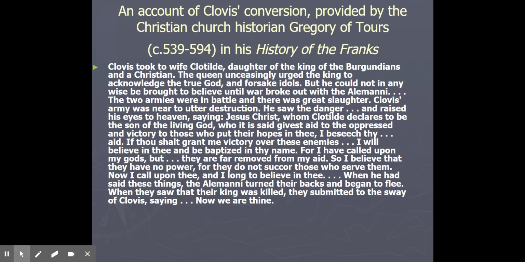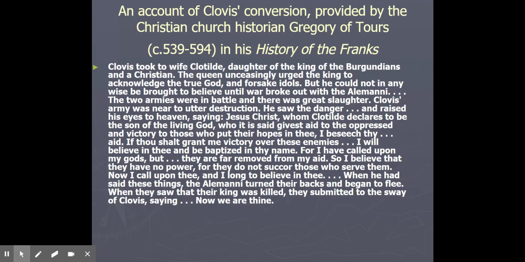Clovis took to wife Clotilde, daughter of the king of the Burgundians, and a Christian. The queen unceasingly urged the king to acknowledge the true God and forsake idols, but he could not in any wise be brought to believe until war broke out with the Alemanni. The two armies were in battle, and there was great slaughter. Clovis's army was near to utter destruction.